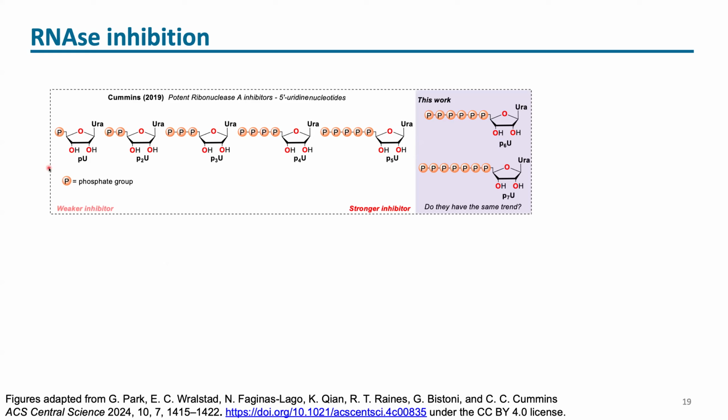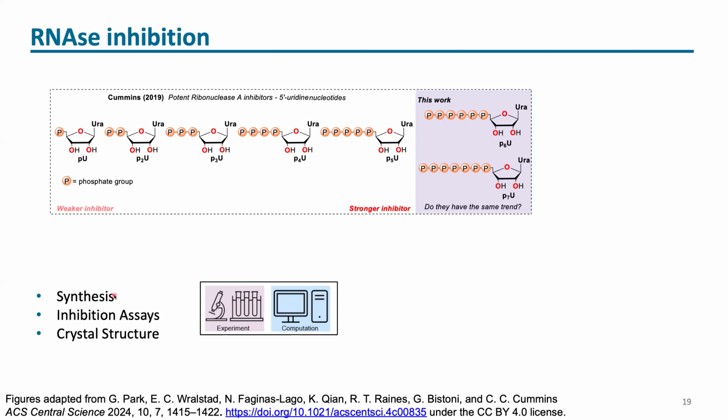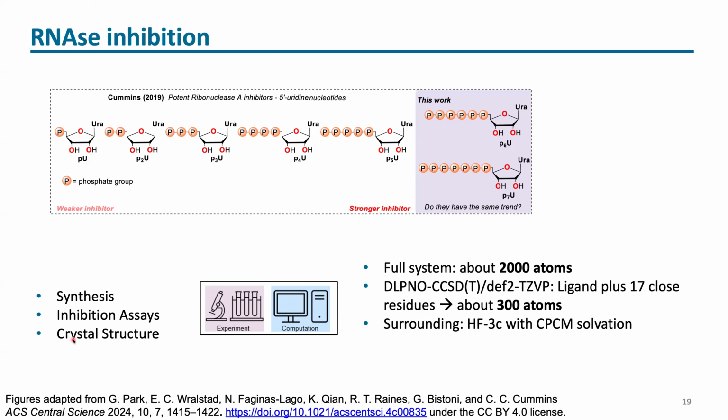To this aim, our experimental collaborators synthesized a series of uridine oligophosphates with increasing chain length that you can see here, and provided us with very accurate structures for the protein-ligand adducts. We then used the LED methodology to unravel individual interaction contributions to the protein-ligand binding. This system is very challenging. It contains about 2000 atoms and a negatively charged inhibitor. So it's a very complex case study.